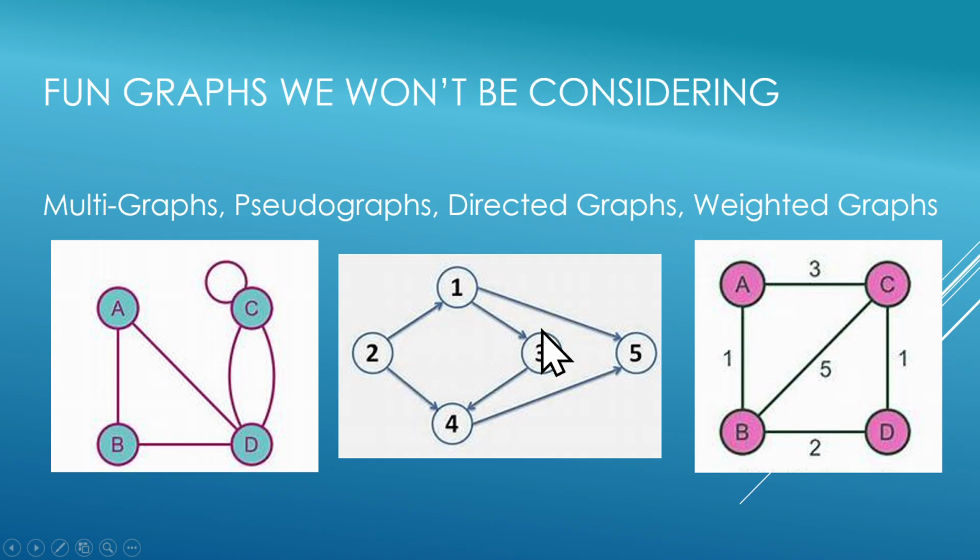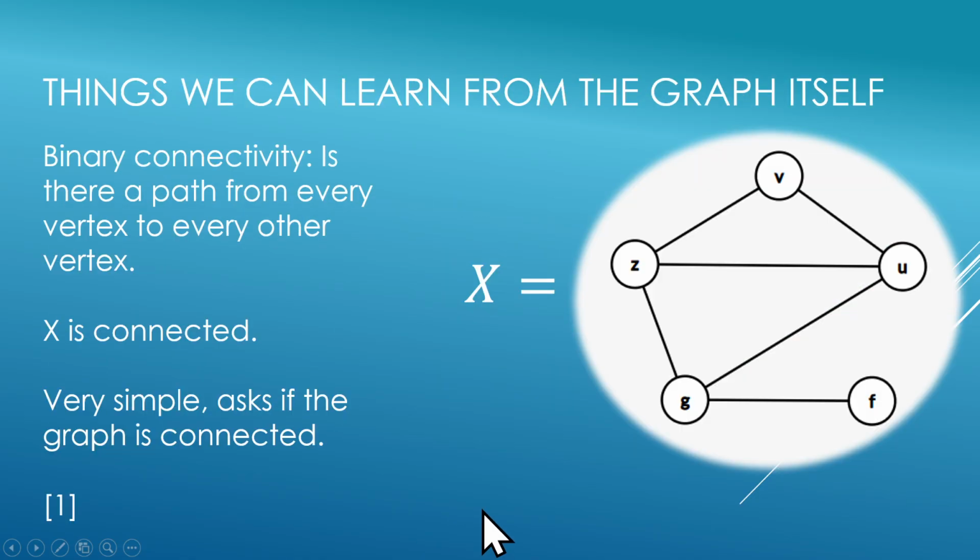Directed graphs are where we conceptualize the edge, the relationship between each node, as only being one way. Or there are weighted graphs, where there's an associated cost with each edge. We won't be considering any of these. We'll be looking at more simple graphs, so things we can just learn from the graph itself.